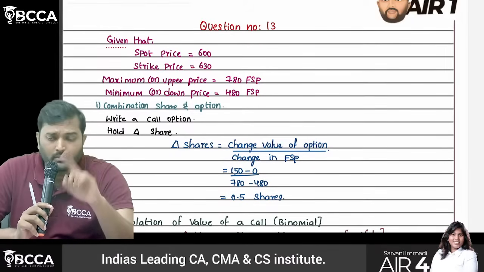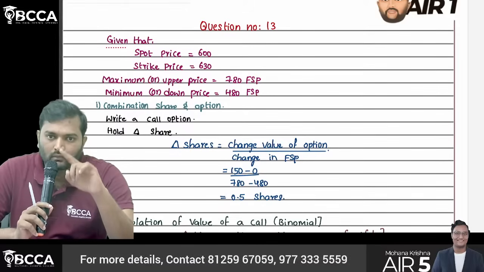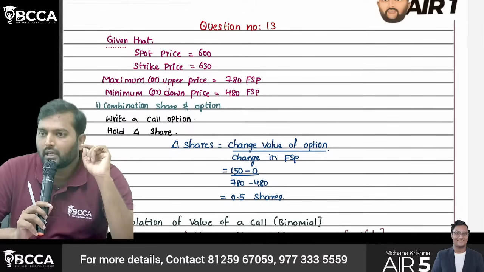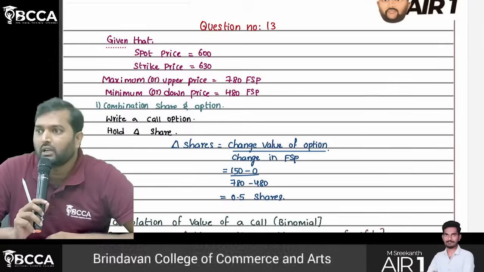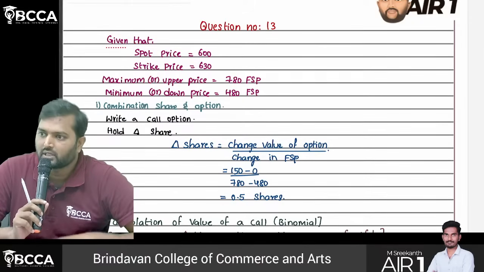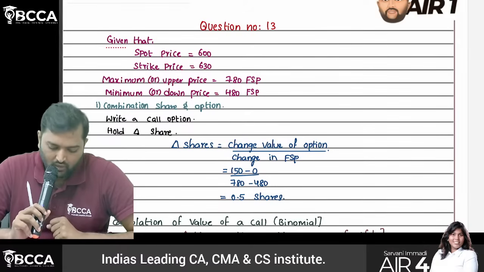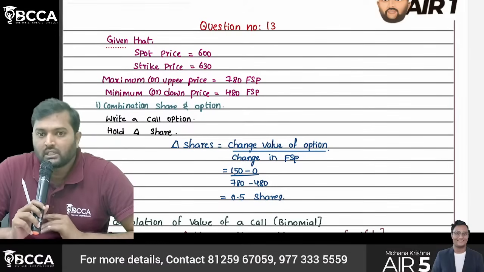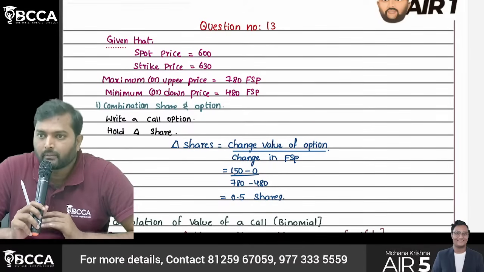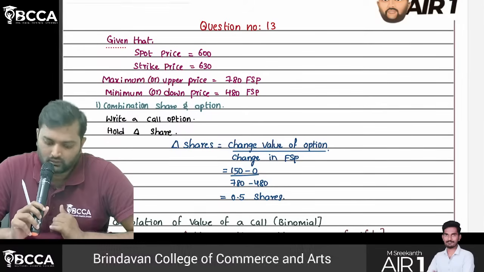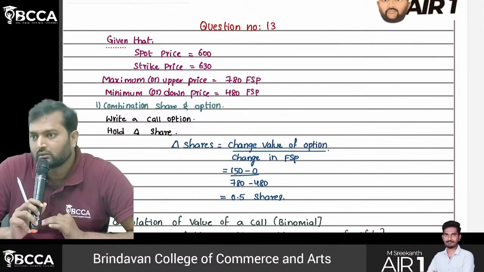They might ask you an MCQ on delta. How do we calculate delta? Delta is equal to change in value of option divided by change in value of a share. So what is the change in value of option?